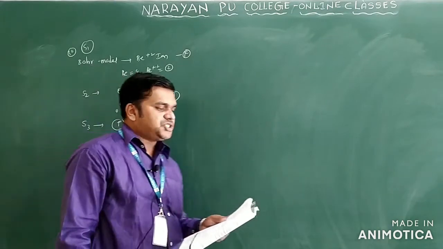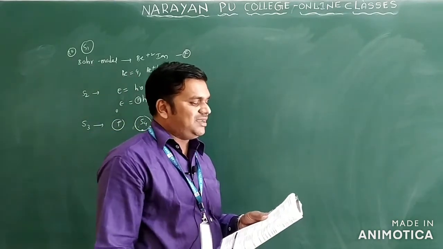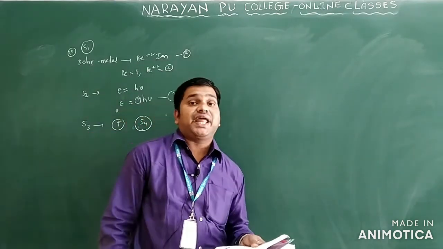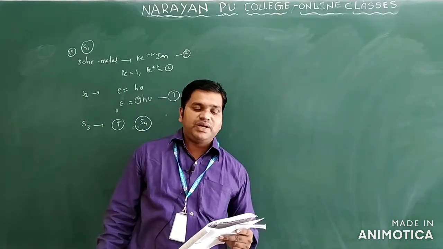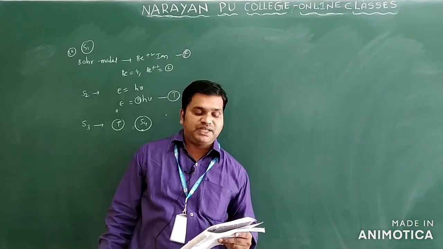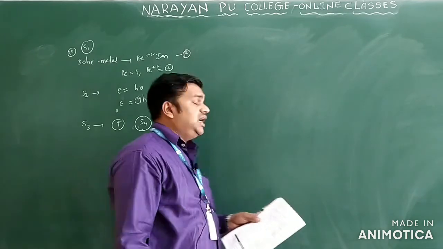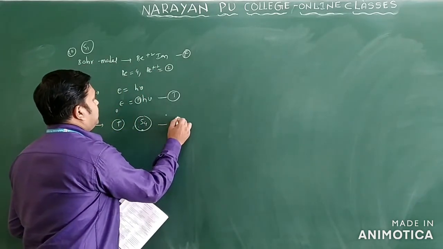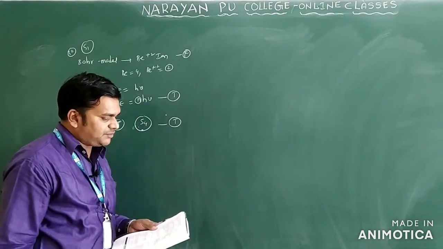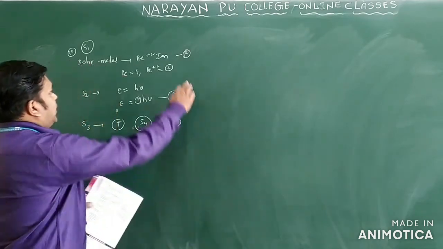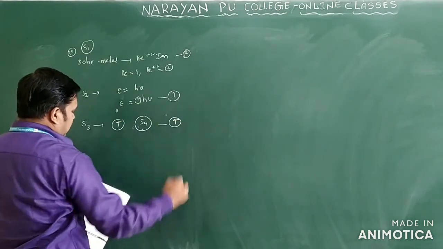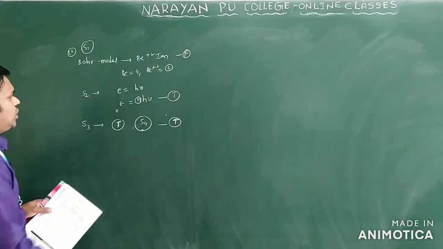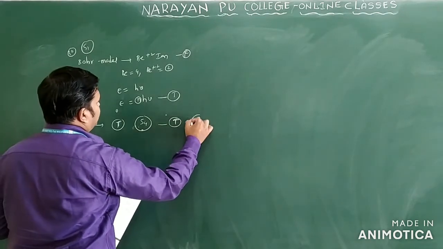Now we can see this S4 statement we have. E by m ratio in a cathode ray tube experiment is independent of the nature of the gas. We already discussed the properties of the cathode ray. So e by m ratio of cathode ray experiment is independent of the nature of the gas. So this is also a true statement only. What are they asking here? False, true, and what answer will we take here? We will take option 3 for this question.